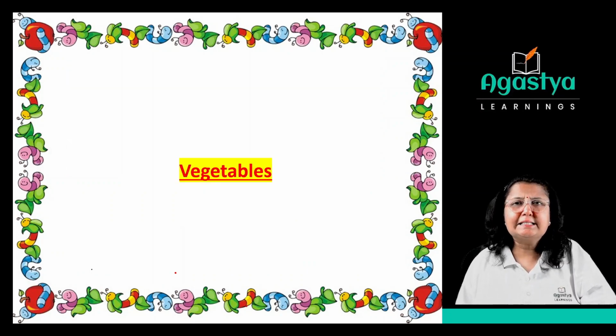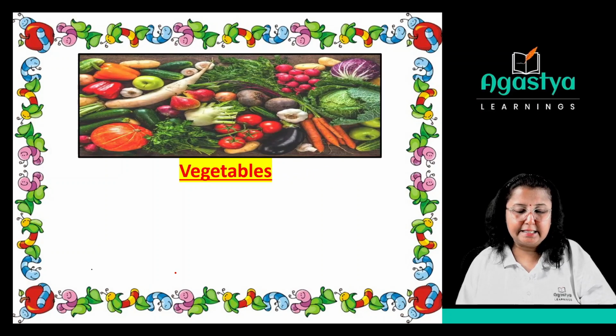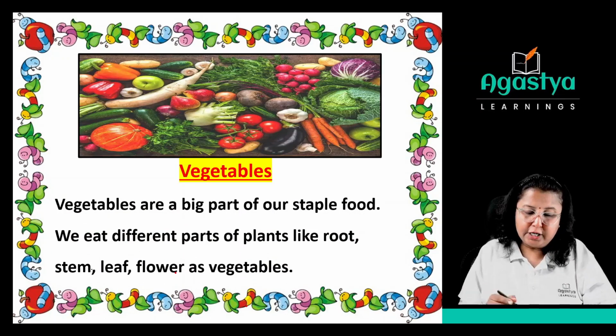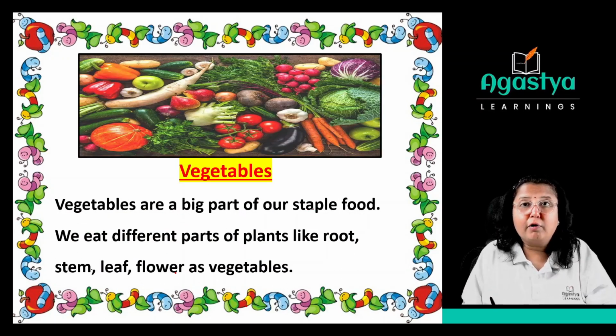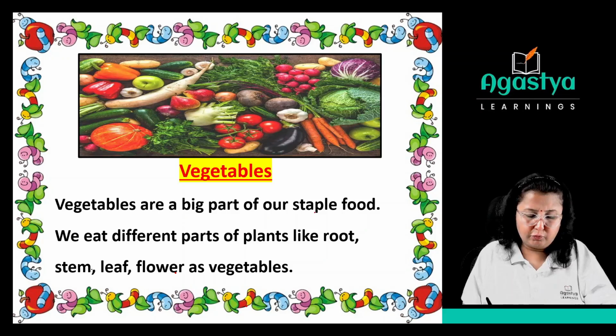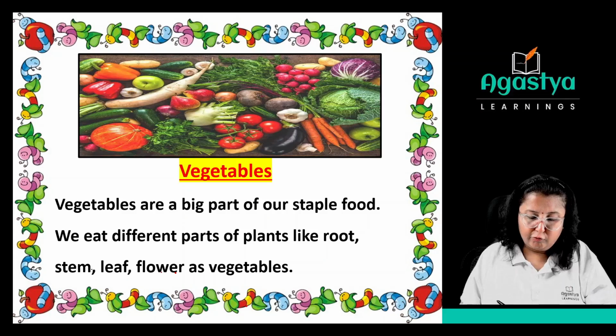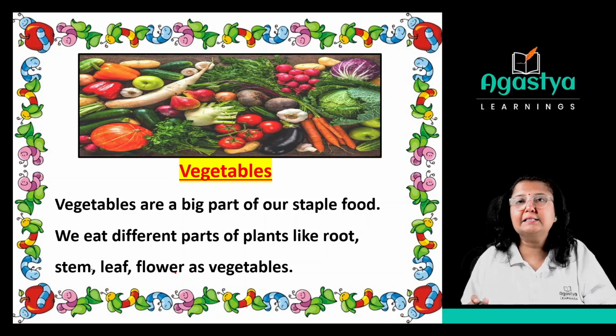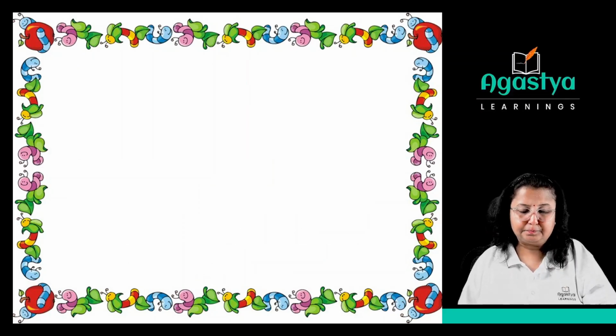So, the next is about vegetables. Yes, here you can see different types of vegetables in this picture. Vegetables are a big part of our staple food, that is our main food. We eat different parts of plants like roots, stem, leaf, flowers, and fruits as vegetables.